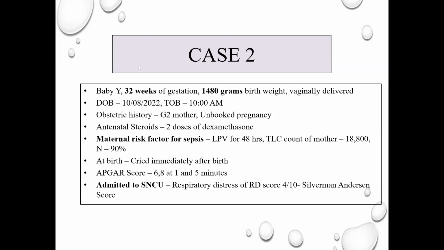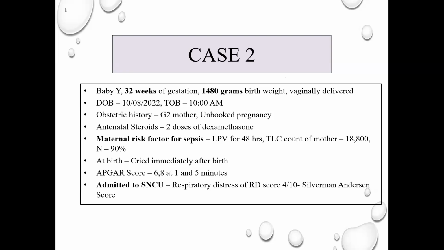Okay. Now coming to case 2. This is baby 2, a 32 weeks preterm baby, 1,480 grams birth weight, delivered vaginally to a second gravida mother. She was unbooked. She received incomplete steroid cover with 2 doses of dexamethasone.